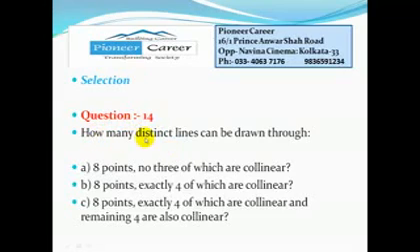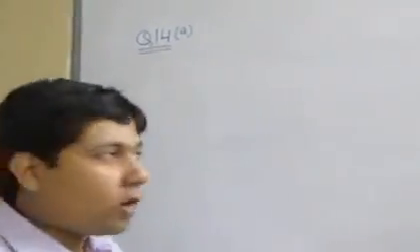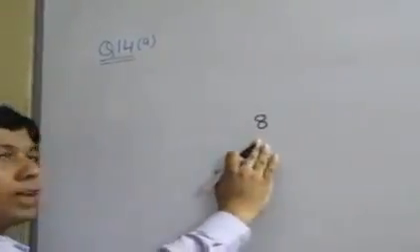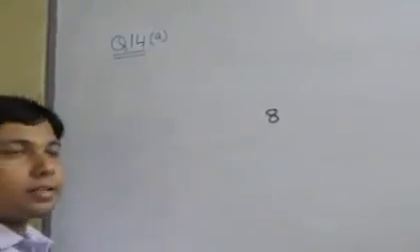In how many distinct lines can be drawn through? First case, 8 points, no 3 of which are collinear. Second case, 8 points, exactly 4 of which are collinear. And third case, 8 points, exactly 4 of which are collinear and the remaining 4 are also collinear. So we have been given 3 different cases here. Here the total number of points given to us is 8, and out of 8 non-collinear points we have to draw a straight line. How many straight lines can we draw?